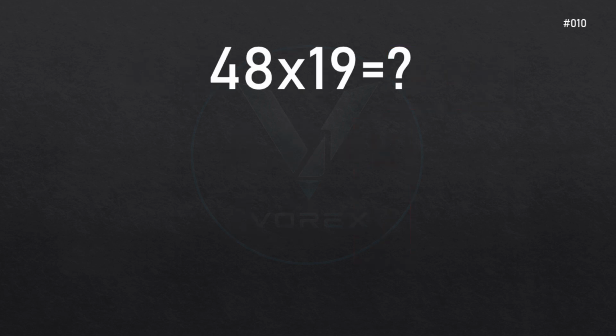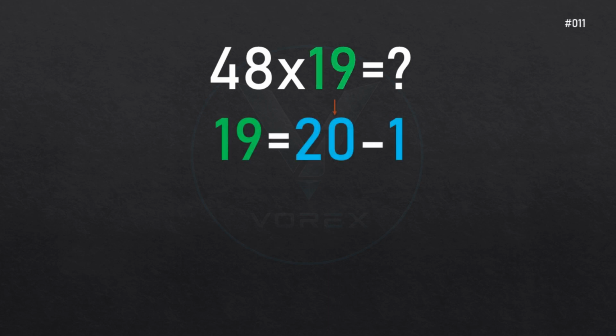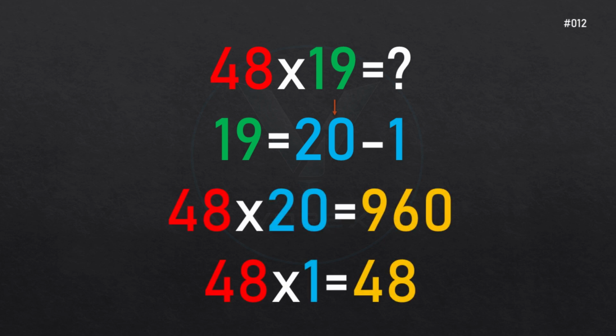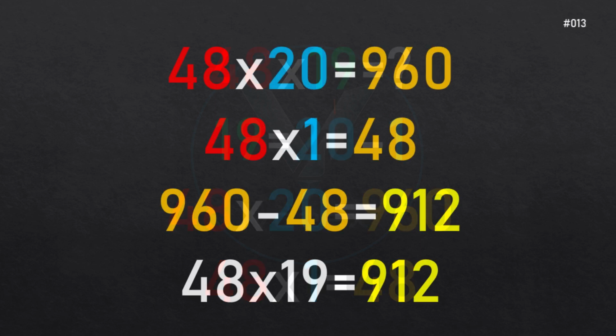Now let's try a more interesting example. 48 times 19. At first glance, it looks a little difficult. But what else could we write instead of 19? We can write it as 20 minus 1. Now the calculation becomes much easier. 48 times 20 equals 960. 48 times 1 equals 48. 960 minus 48 equals 912. The answer is exactly the same, but the calculation is much faster.